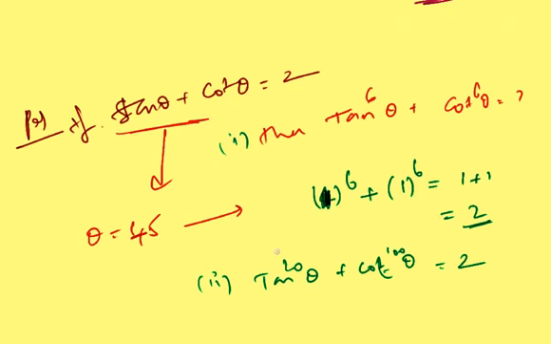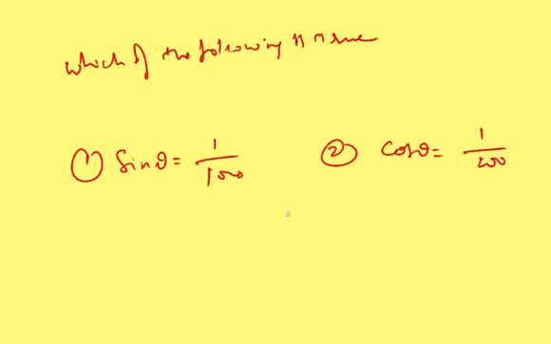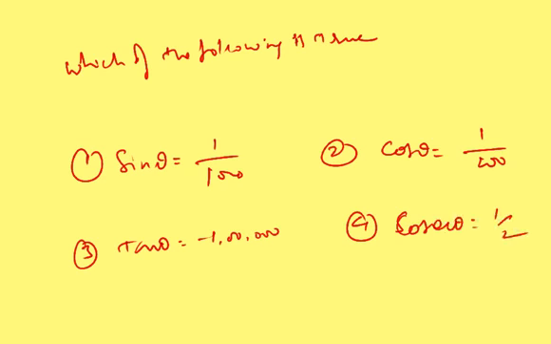So based on this, we'll go for one more problem. A very simple question I'll pose here. Which of the following is true? The first is given as sine theta is nothing but 1 by 100, and second is given as cos theta is nothing but 1 by 200, and third one is given as tan is nothing but minus 1 lakh. Values are given like this, and fourth one is nothing but cosecant theta is given as 1 by 2. So which of the following is true?